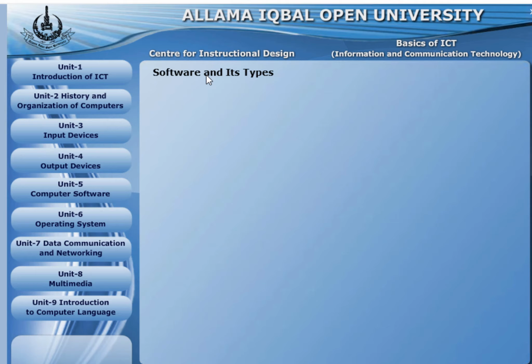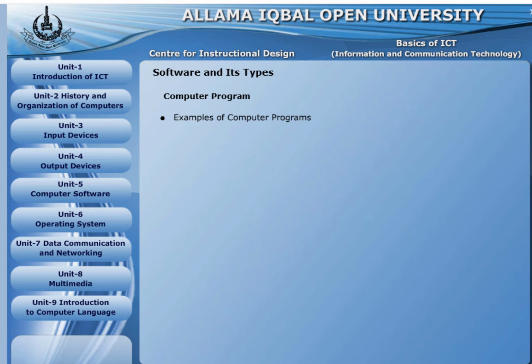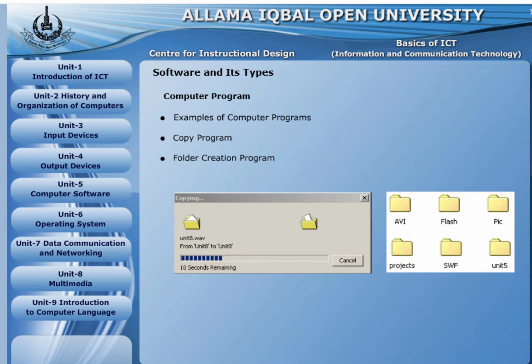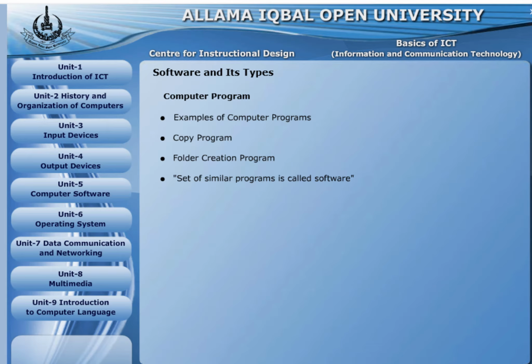are given to the computer to perform different tasks. Collectively, these instructions are called a computer program. Examples of computer programs are a copy program to copy files and a program to create folders. A set of similar programs is called software.